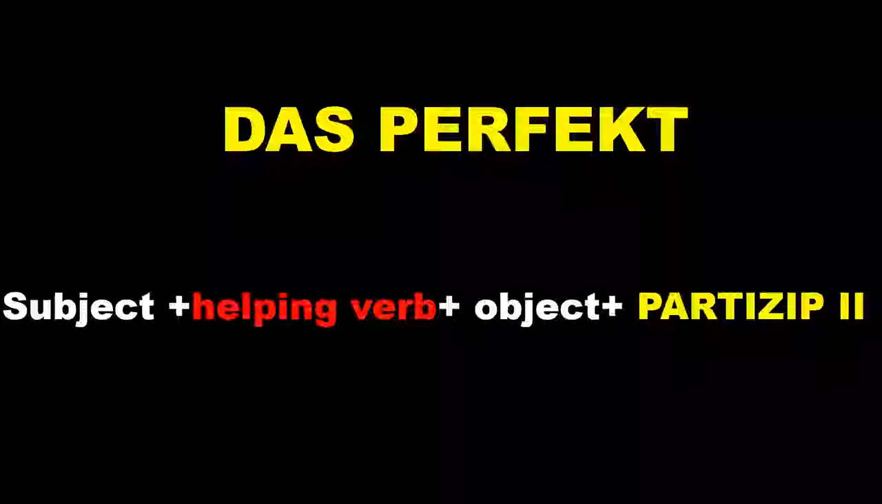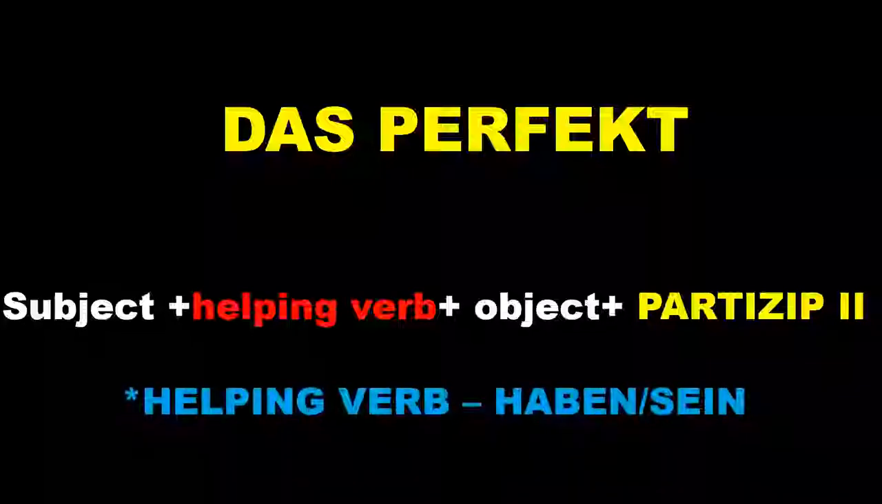In German language there are only two helping verbs, haben or sein. Either you will use haben or you will use sein. But there are certain rules for when to use haben and when to use sein. Most of the verbs use haben, but there are some rules for when to use sein that we are going to learn in the next video. So right now, just simple sentence framing: subject plus helping verb plus object plus participle.